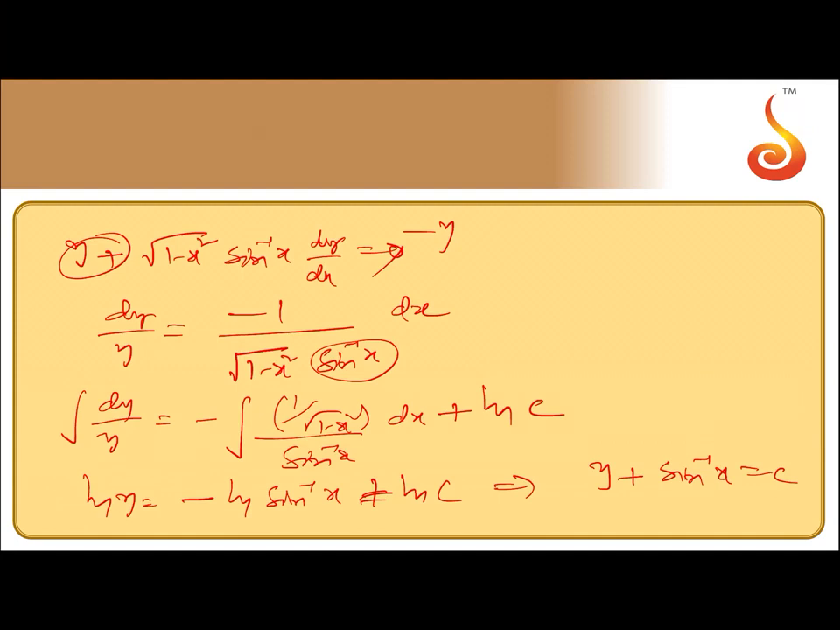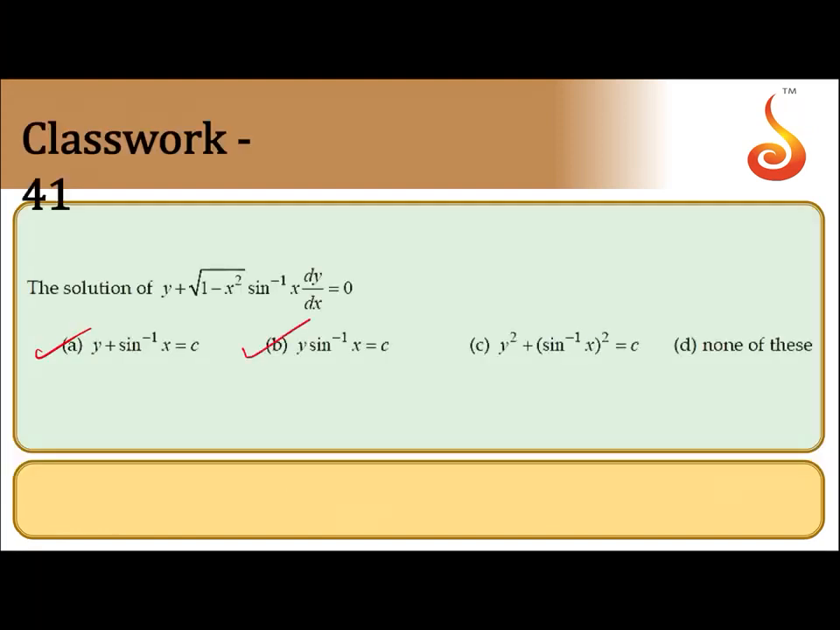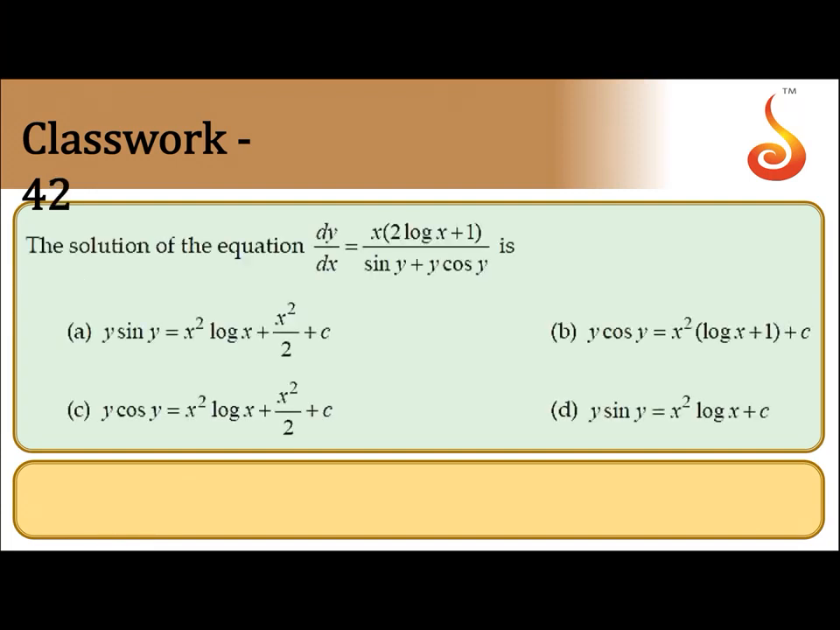We got it correct, I think, because of the logarithm. When you remove it, log y plus log sine inverse x means nothing but y into sine inverse x. Correct only, I hope my calculation is not wrong. Here, y into sine inverse x is equal to C.